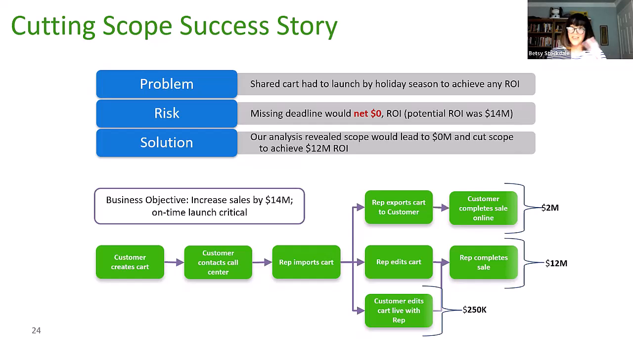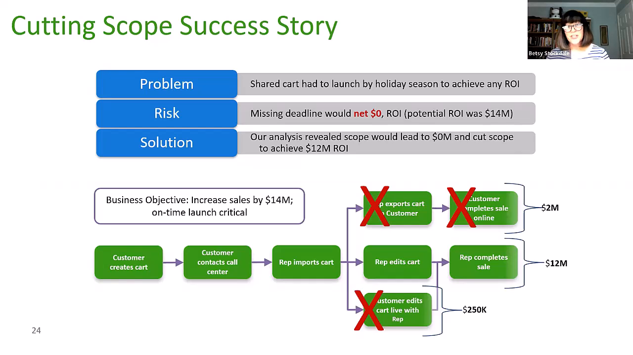We went through, we did those objective chains that I just talked about, and we came up with each of these features, right? That $2 million if the customer completed the sale, or if the customer is just editing online with a sales rep, it was only about a $2 million or $250,000 return. So we convinced the development organization to focus on that middle one, that $12 million, right?